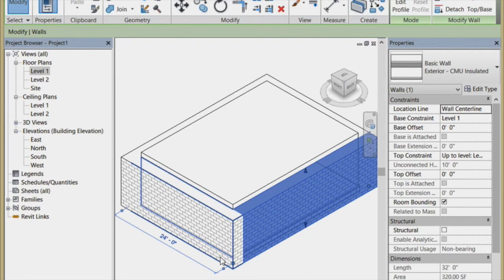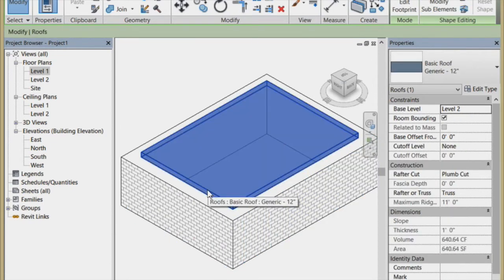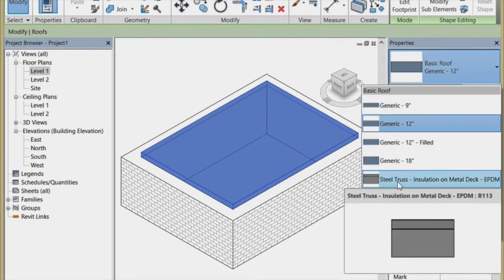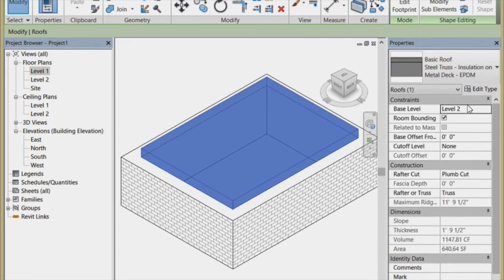So if I had super insulated walls and a weakly insulated roof, I'm not going to save that much. I'll save what's going to go through the walls. But if I really want to design an entire system that's going to work together, I should take a look at this roof too. As opposed to a generic roof, we can take a look at some things in here. We've got all sorts of things, like a steel truss roof with insulation. Let's take a look at that one.